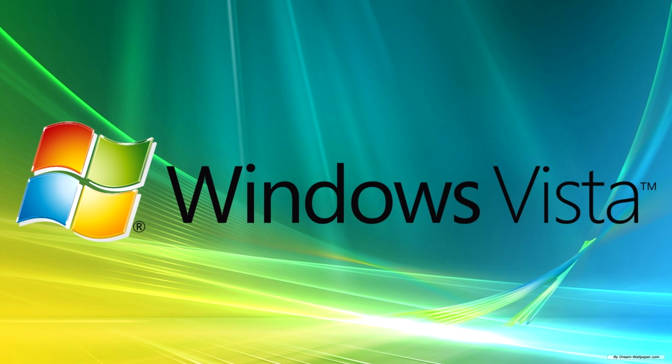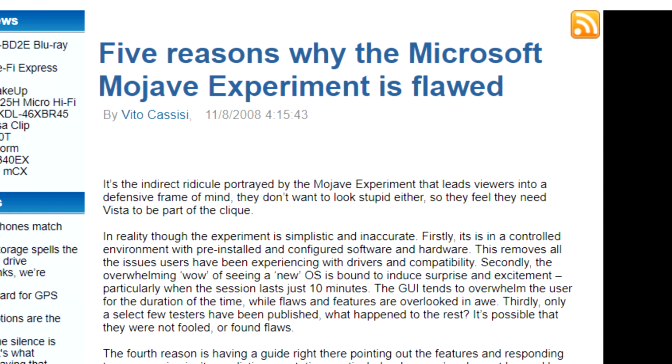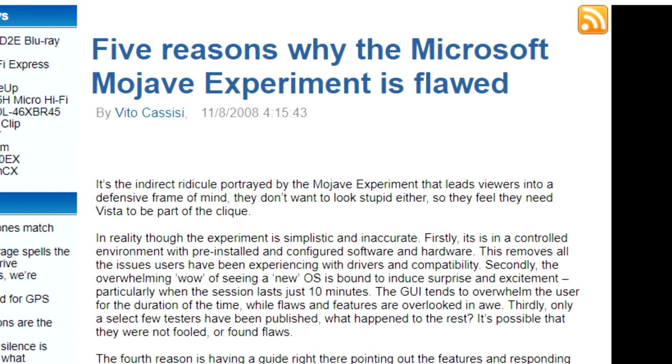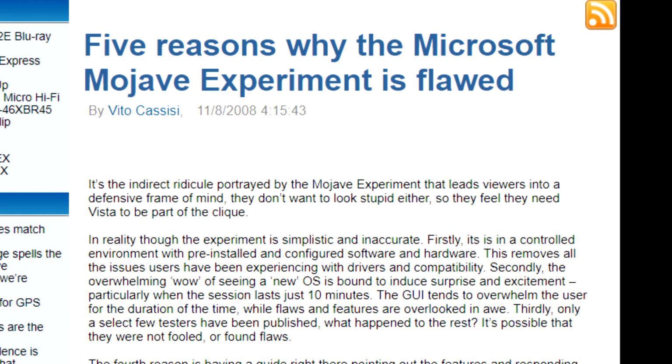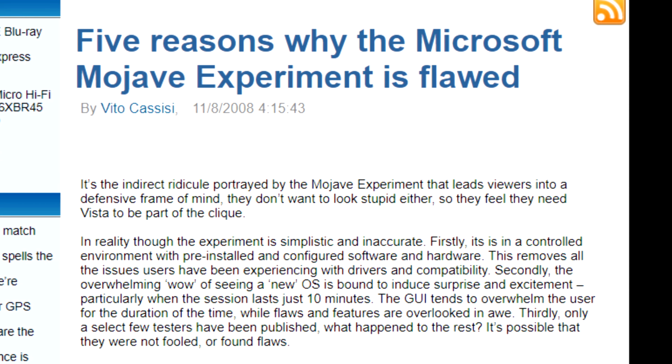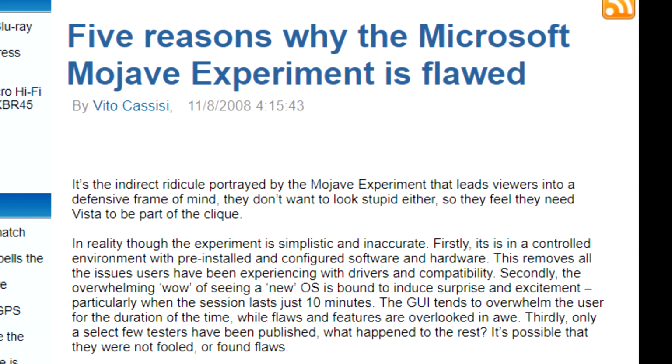By performing this experiment, Microsoft was able to prove that a lot of people didn't like Windows Vista just because they've heard or seen negative things about the operating system earlier in its life. The Mojave experiment was also criticized by several groups though, with GadgetZone.com claiming that Microsoft cherry-picked positive statements and didn't let the participants actually try out the software themselves.